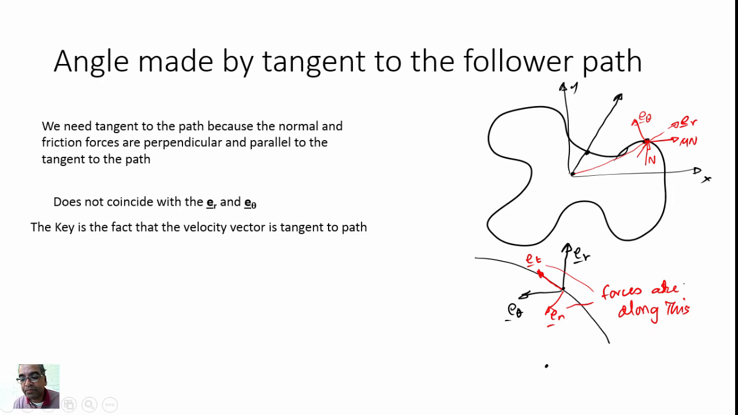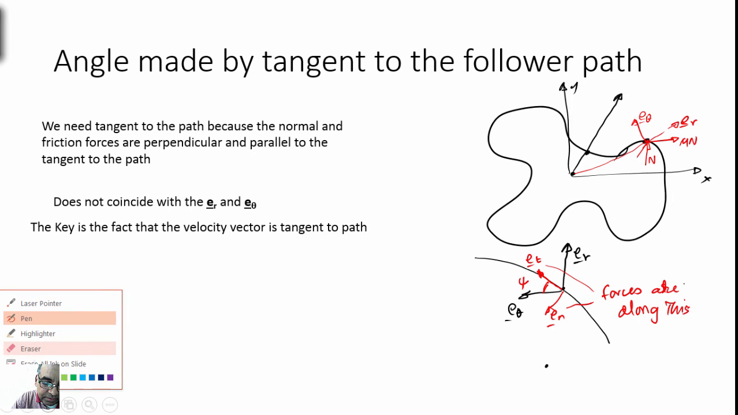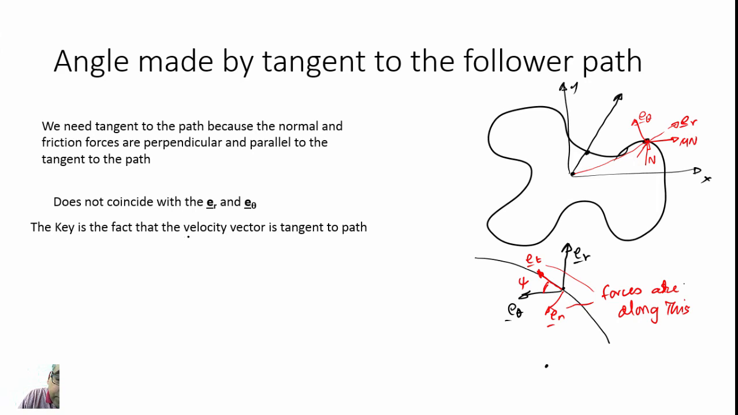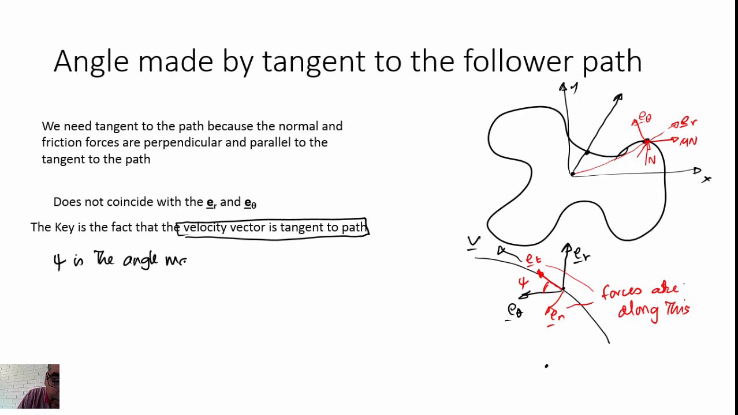So this gives us a problem. In many cases I want to find the value of psi. Now how do we do that? The trick is the following. The velocity vector is tangent to the path. So velocity is like this, right? So psi is the angle made by the velocity vector with the positive theta, E theta axis.